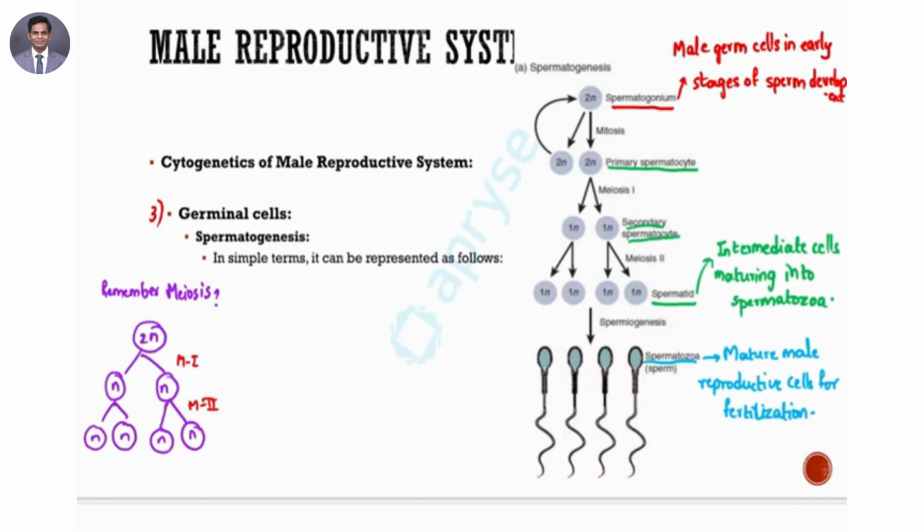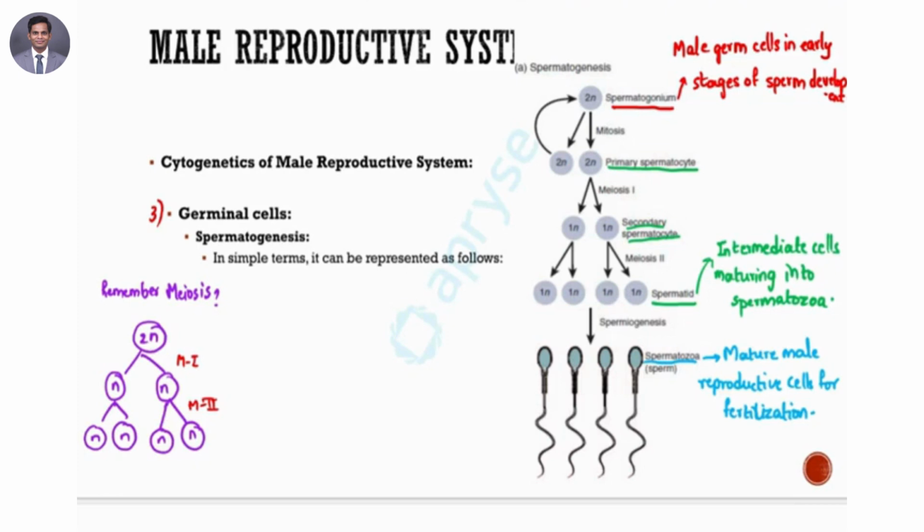So far, so good. Then we move on to the next step, which is the secondary spermatocyte undergoing another meiosis, meiosis stage two. In this, it divides into n and n, basically four daughter cells, and all of them are going to be haploid.